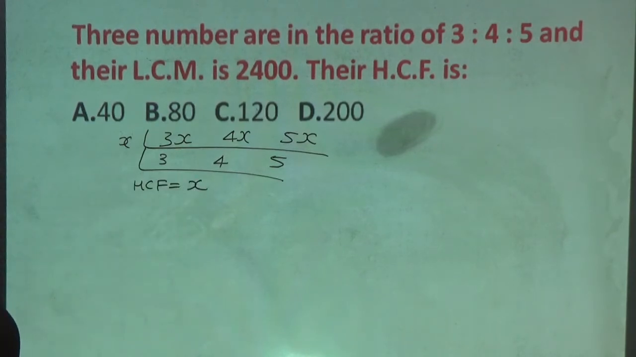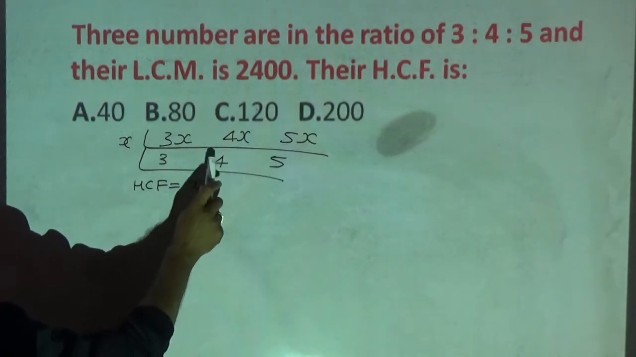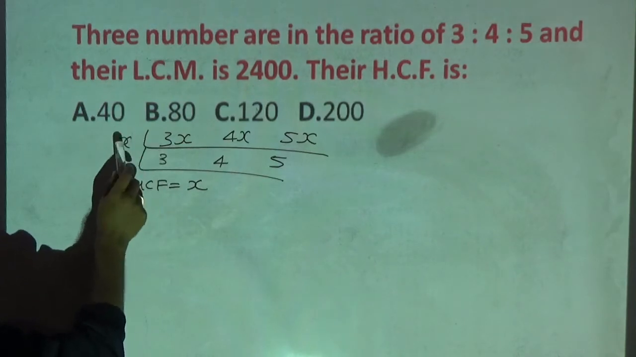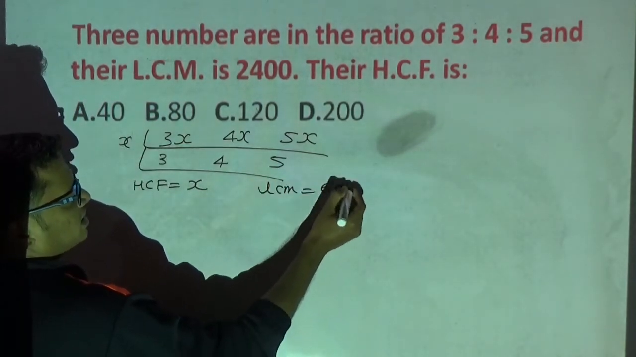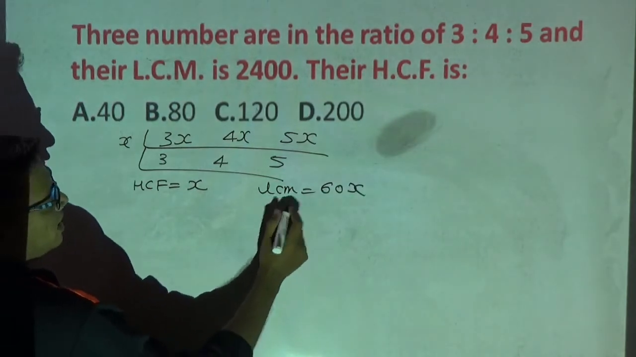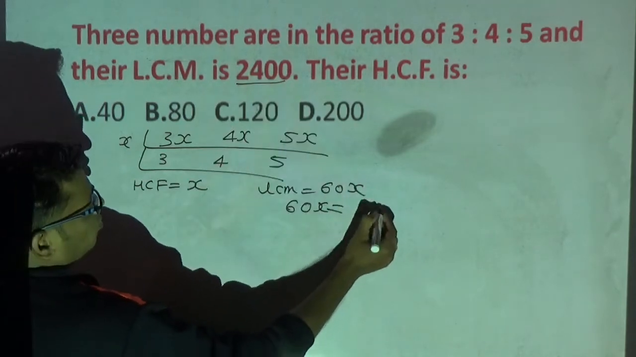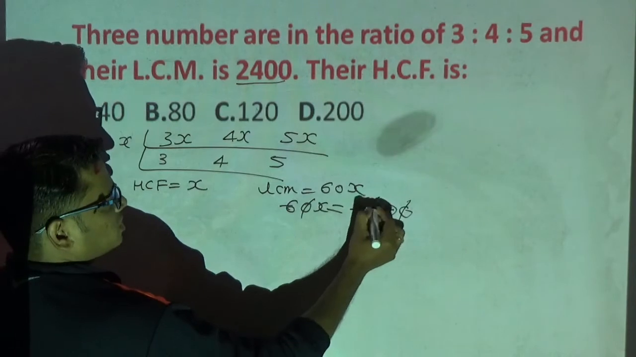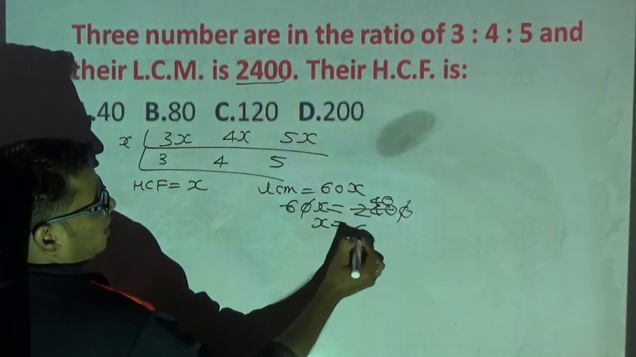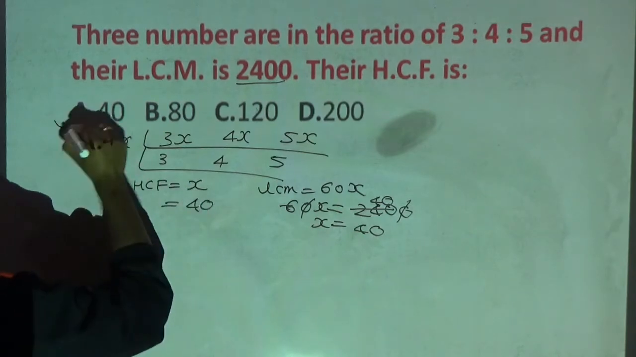That means the HCF I found out is x. Okay. Now, what have they given? They have given the LCM. What is the LCM of these 3 numbers? See, 5 4s are 20, 20 3s are 60, so 60 into x. LCM is 60x. Okay, the LCM they have given is 2400. So 60x equals 2400. I will simplify this: 6 4s are 24. x is equal to 40. What is my HCF? HCF is x, that is 40. The answer for this question is option A.